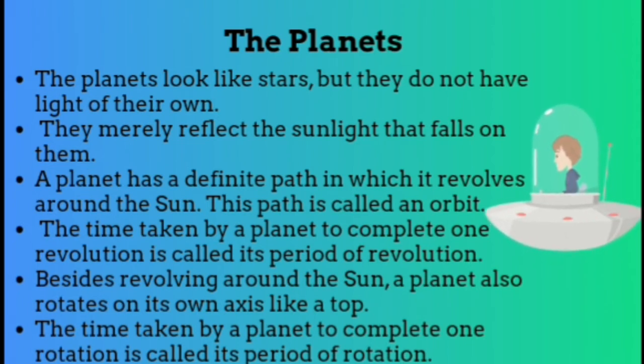Besides revolving around the sun, a planet rotates on its own axis like a top. You might have seen a top rotating on its own axis. Like that, the planet also rotates on its own axis. The time taken by a planet to complete one rotation is called its period of rotation.